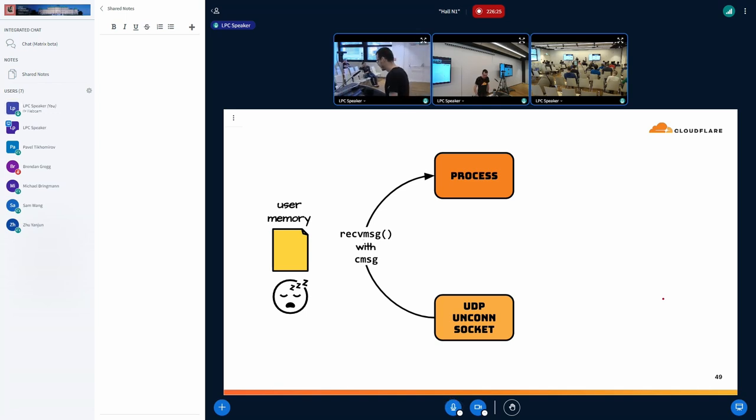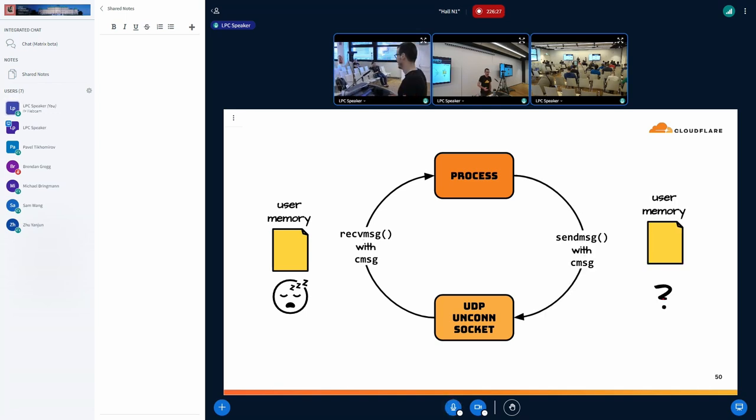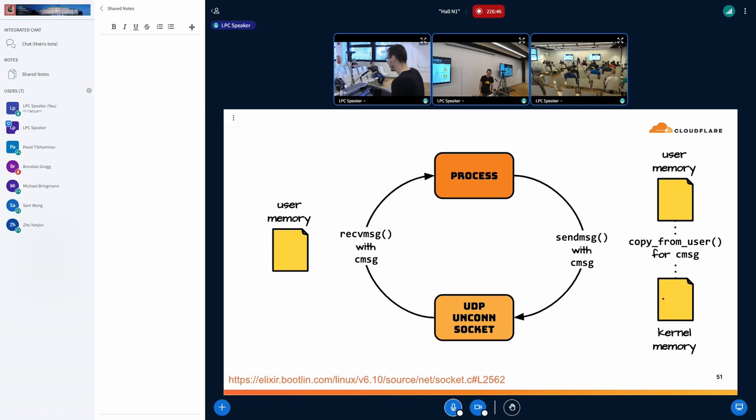What about going the other way? What if we want to pass data from user space and we want it to be stored as metadata in the SKB? First question is, do we have the same issue with accessing user pages, memory pages there? Well, fortunately not, because the syscall layer already does the hard work for us, actually copies all the message buffer to kernel memory, so that makes life easier.